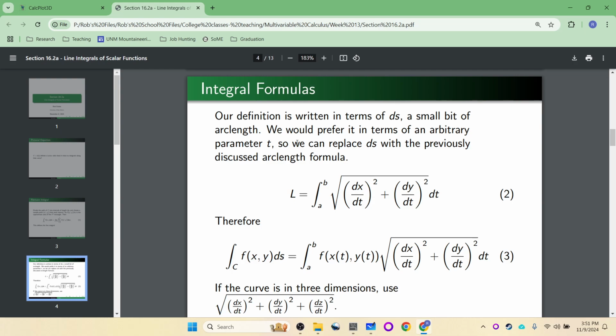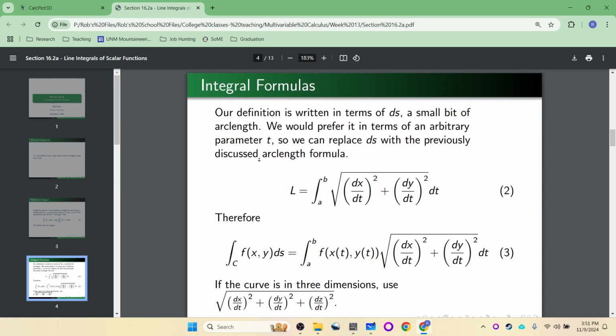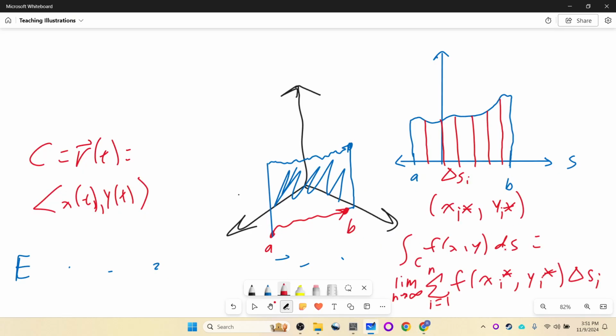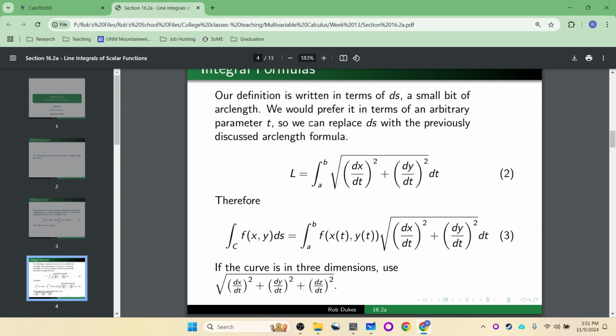Okay, so we have our definitions written in terms of ds, s being the distance we travel along the line. So we need to do some sort of substitution to change ds into dt, because normally we have t as our parameter. S is specifically arc length, and we'd like to be able to not have to use arc length. So we have a formula for arc length.